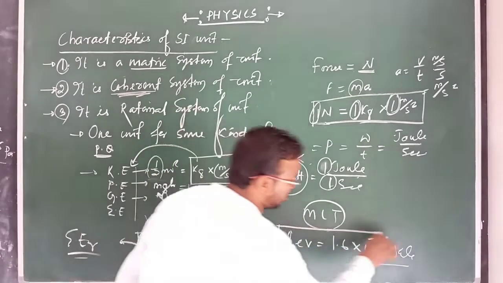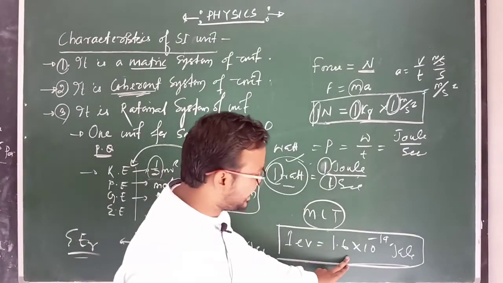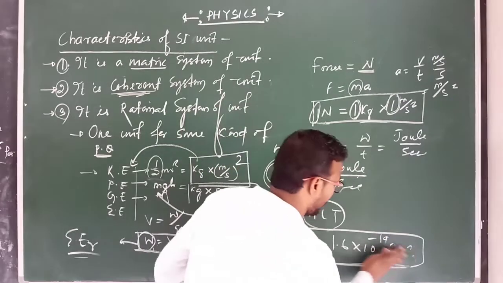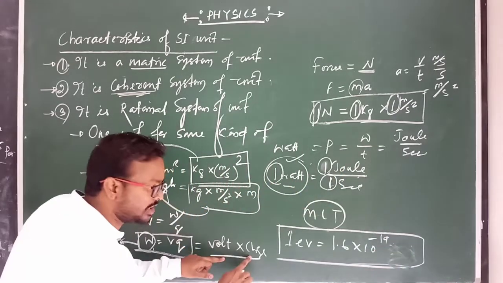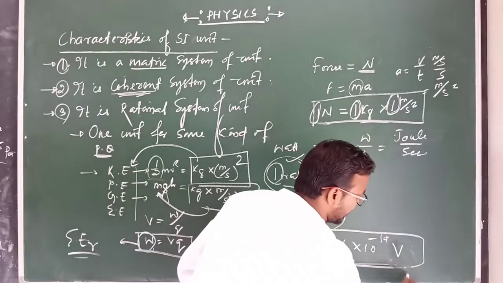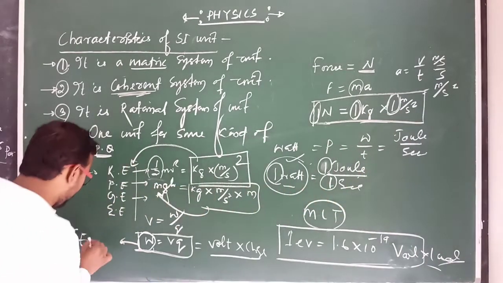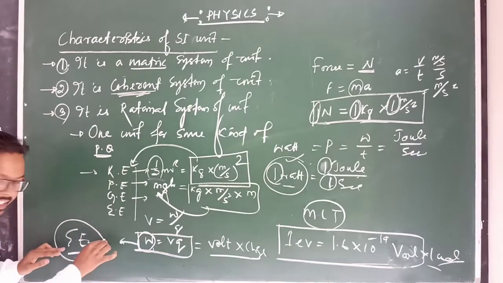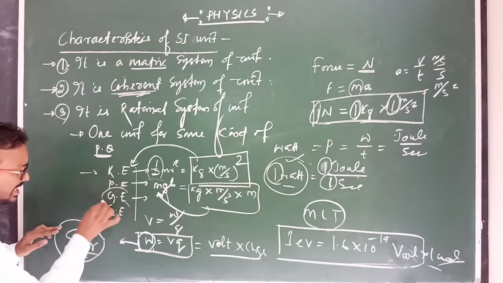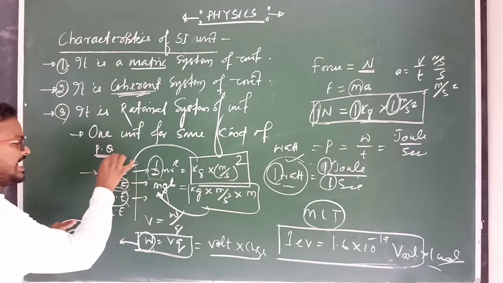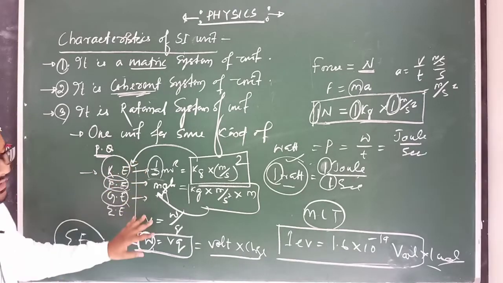So 1 electron volt is equal to 1.6 times 10 to the power minus 19 joule. Here the unit is volt into charge, or volt into coulomb. Actually, electrical energy is also one type of energy, like gravitational energy, potential energy, and kinetic energy. These are all types of energy.